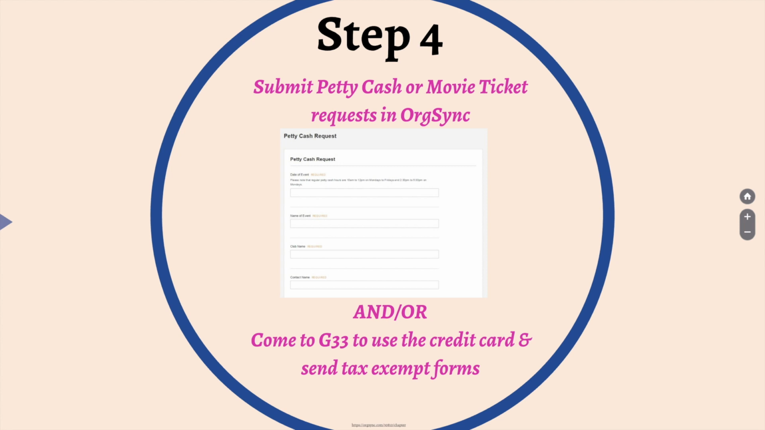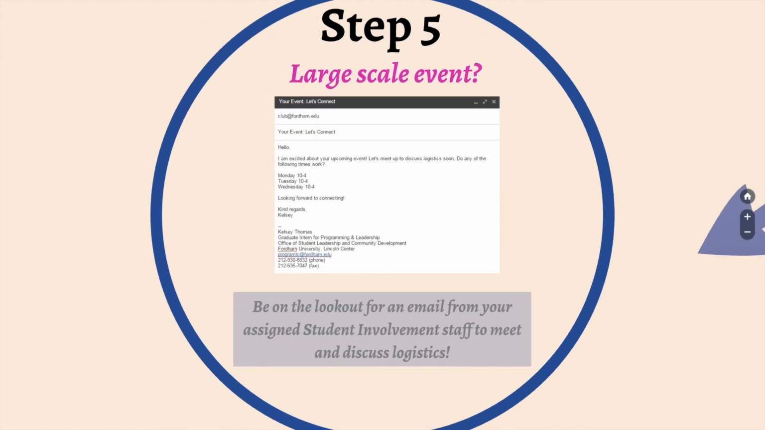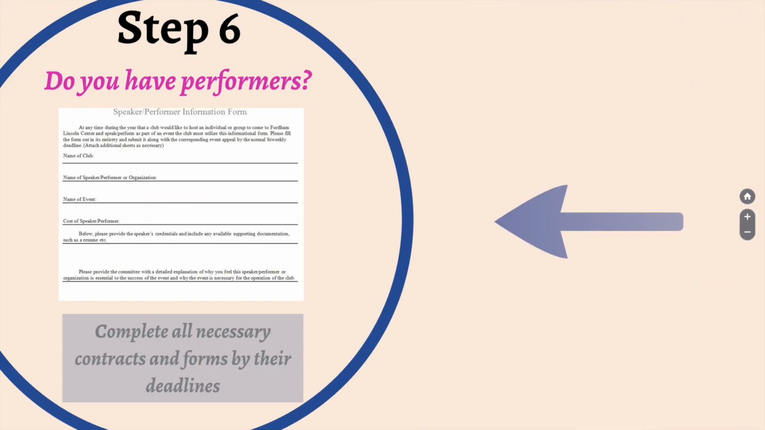If you need petty cash or movie tickets for your event, you can request those in OrgSync in the respective forms. Or come to G33 to use the office credit card and send out your tax exemption forms. If it's a very large-scale event, look out for an email from a student involvement staff member. We'll be reaching out to you to help with any logistics.